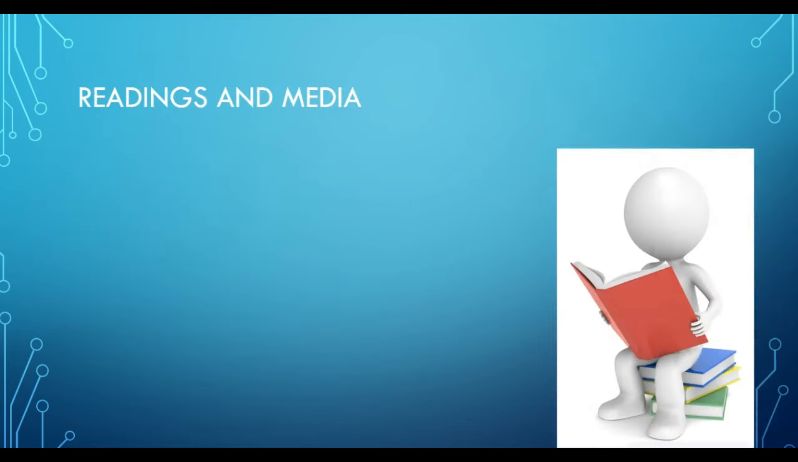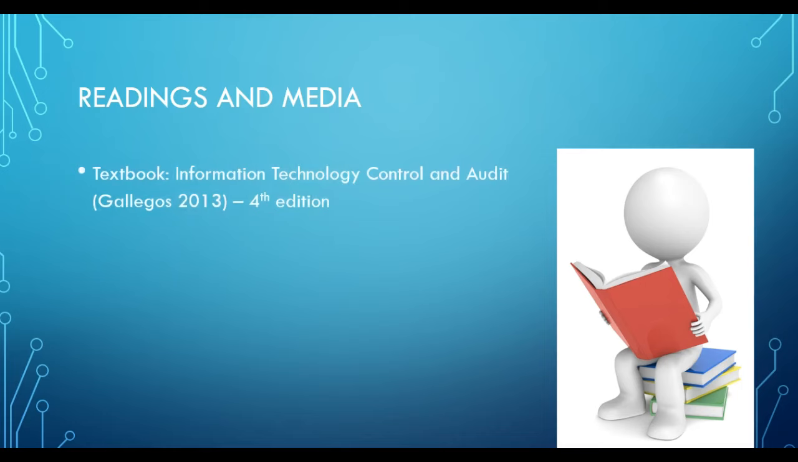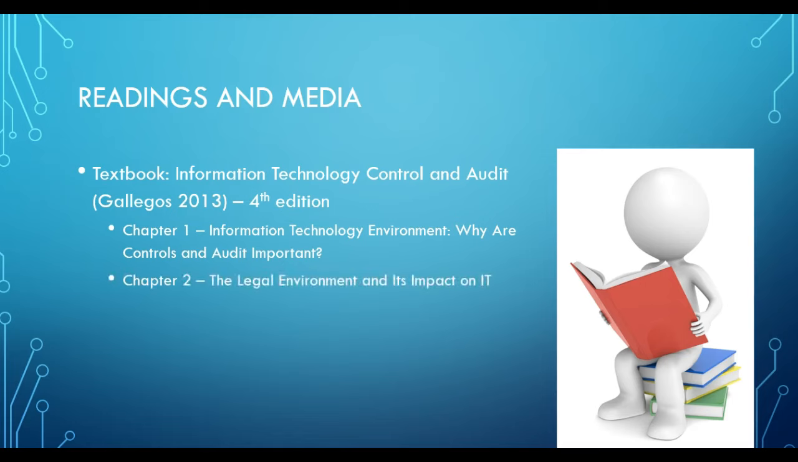Next, the readings and media for module number 1. We'll be reading the first 3 chapters from our textbook, Information Technology Control and Audit, 4th edition. Chapter 1 covers the information technology environment. Why are controls and audit important? Then Chapter 2, the legal environment and its impact on IT. And finally, Chapter 3, audit and review, its role in information technology.